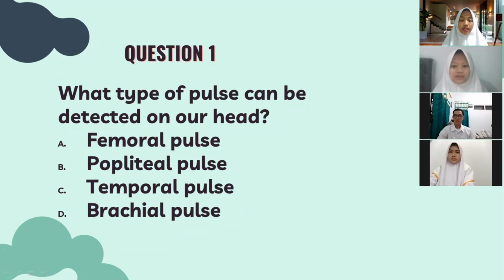After we learn everything, we will discuss the pre-test questions. Starting from number 1. What type of pulse can be detected on our head? The correct answer is temporal pulse, because the temporal pulse is in the head and the other options are in the upper and lower limbs. For example, femoral pulse is on the upper thigh, popliteal pulse on the back of the knee, and the last one is brachial pulse on the front of the elbow.